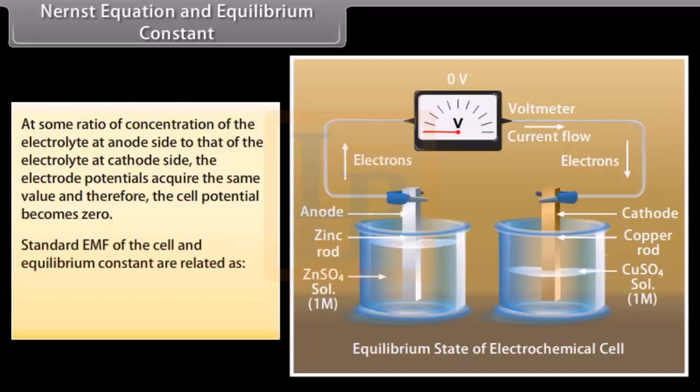By knowing the standard EMF of the cell, the equilibrium constant for the cell reaction can be calculated as E naught cell is equal to 0.059 upon n log Kc.